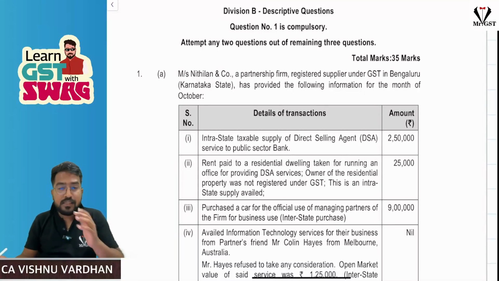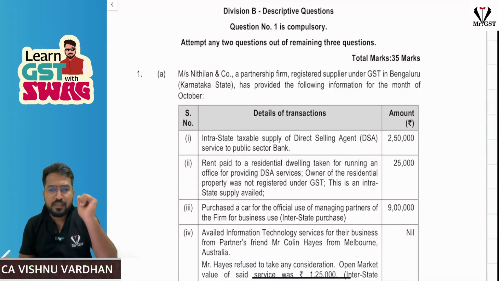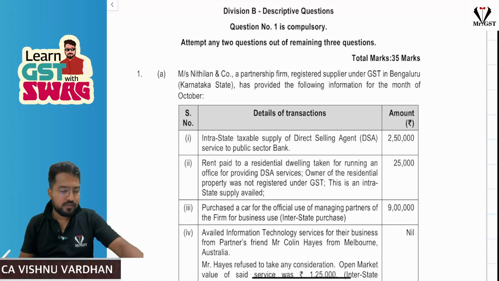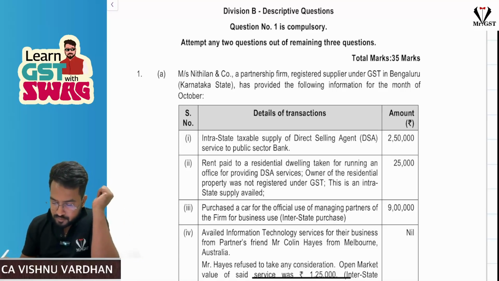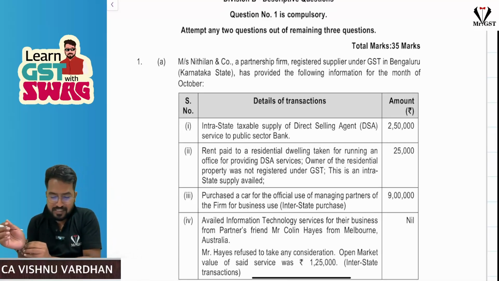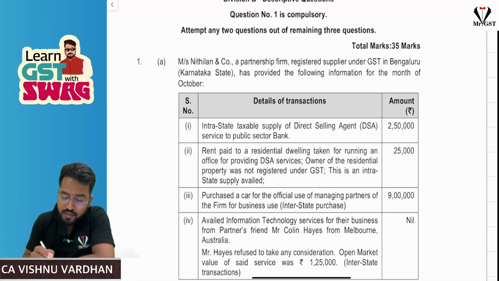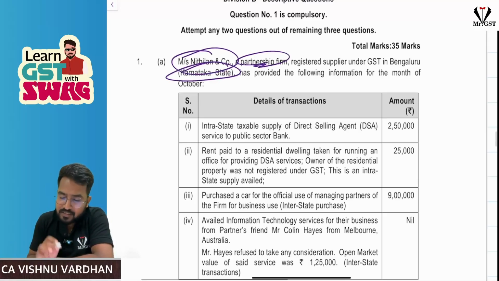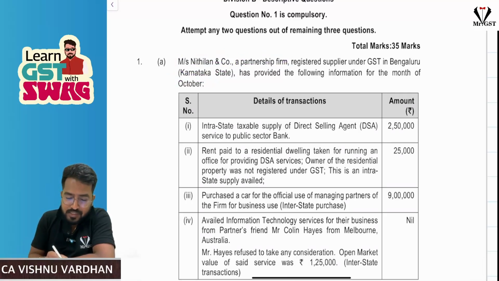Now if you look at the descriptive questions part, first there is a 10 mark question. Actually, sir, it is a very easy question, and I don't see any chances of these types of easy questions being tested in the exam. If it is tested, you are seriously a lucky fellow. So first, we should identify who the person is. Sir, this is a partnership firm, registered in Karnataka, and you should see which month. So three things are important: who he is, partnership firm; where they are from, Karnataka state; which month they are talking about, October month, details.